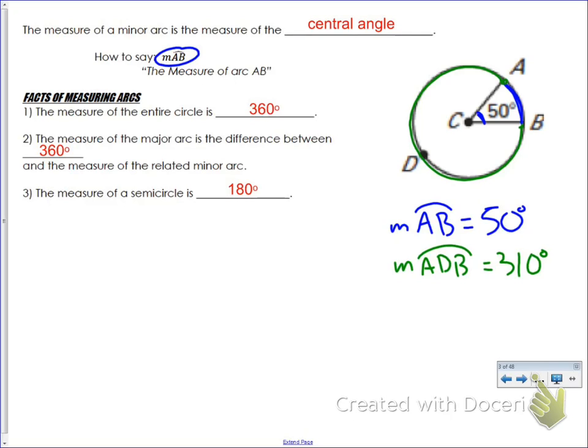Also, if we have a semicircle that's exactly half of the circle, it's going to be half of 360, which is 180 degrees.